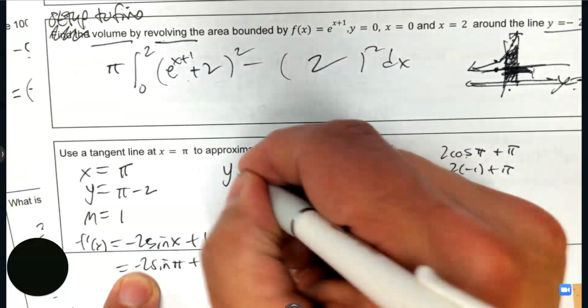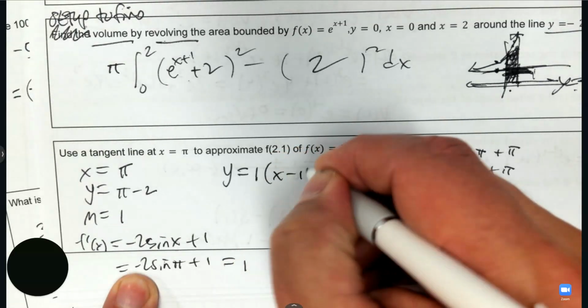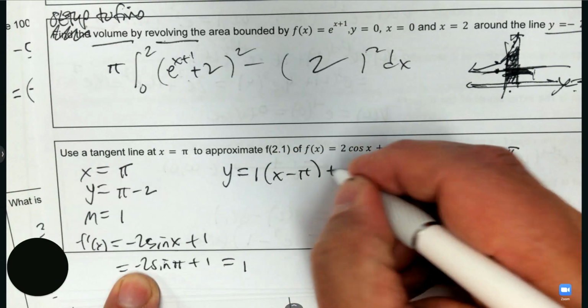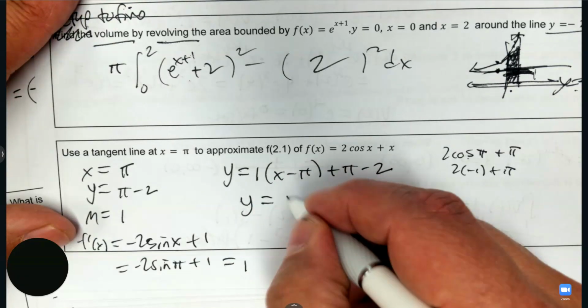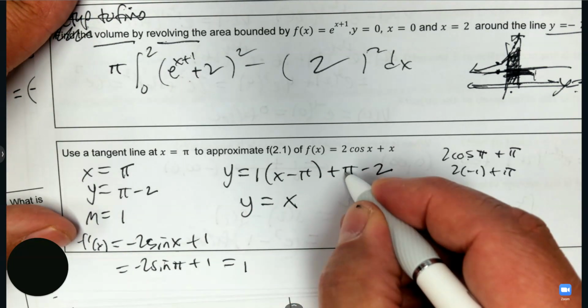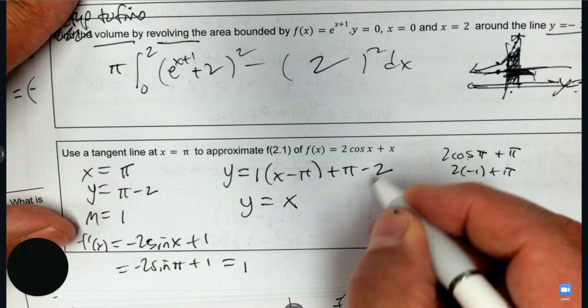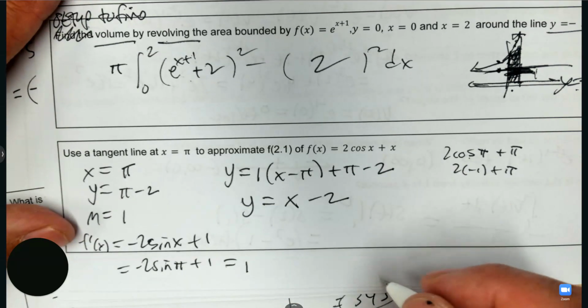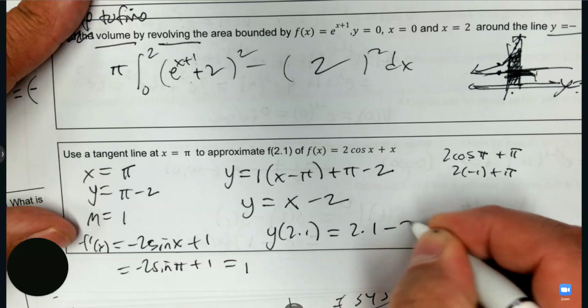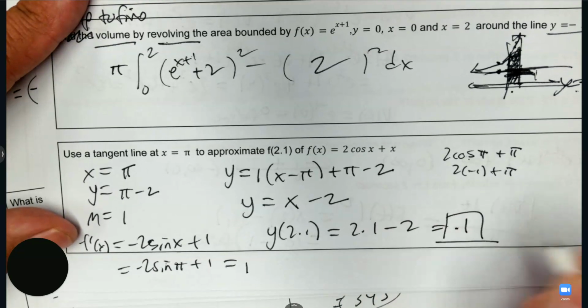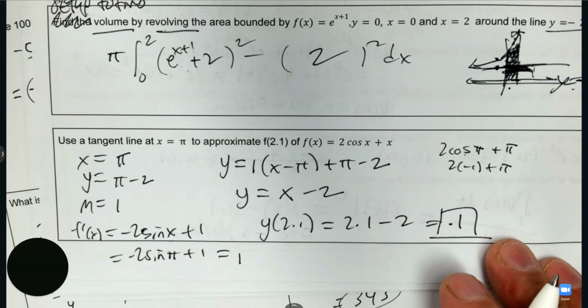So the equation would be 1 times x minus pi, and then plus pi minus 2. If I combine like terms here, I get x, -pi plus pi. They cancel out. So it's just y equals x minus 2. And then to approximate at 2.1, you just plug 2.1 in and you get your answer. So the approximate value is 0.1.